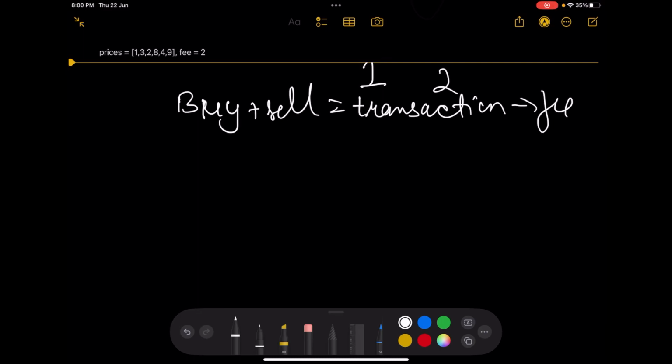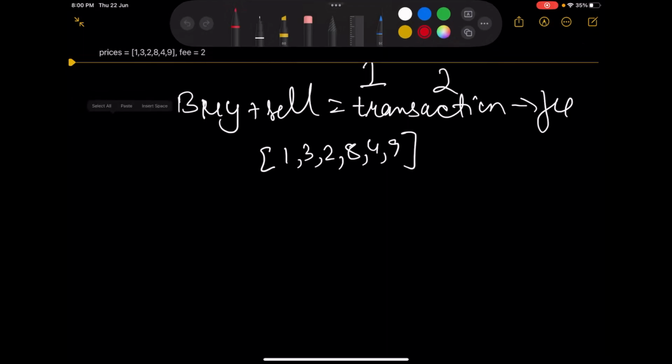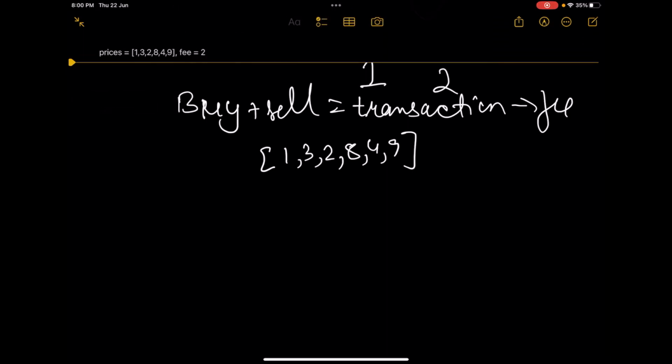I have something like this: 1 3 2 8 4 and 9. I know I have a fee of 2. I think I will buy the stock on day 1. If I buy the stock on day 1, so for example, let us say I have 100 rupees and I buy a stock of 50 rupees. Now how many rupees do I have in my pocket? That is 100 minus 50, 50.